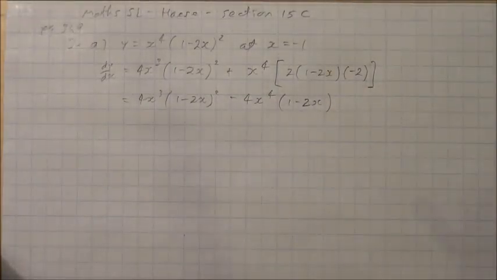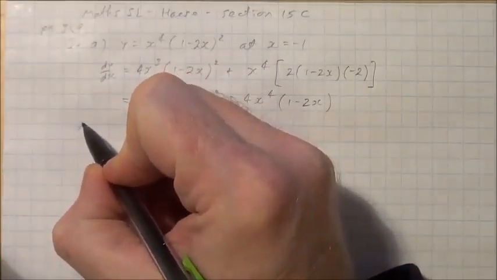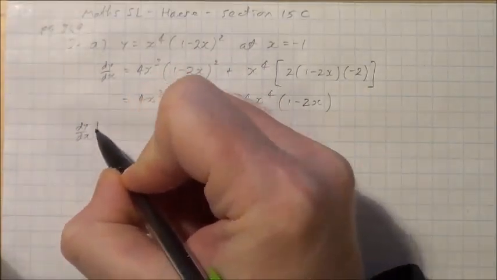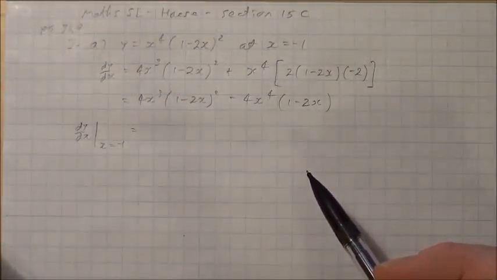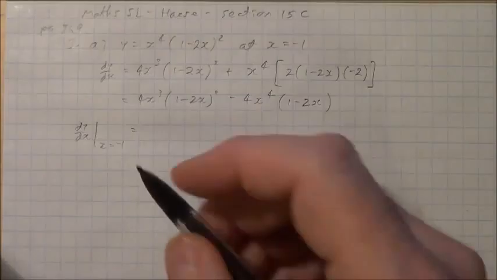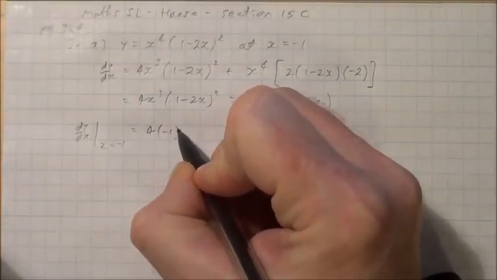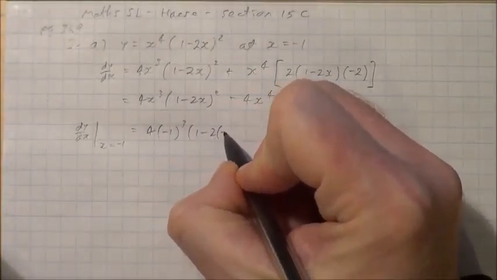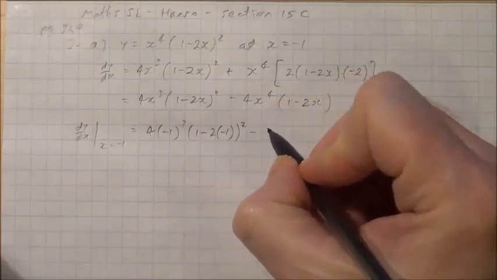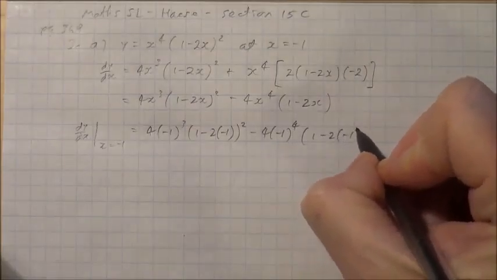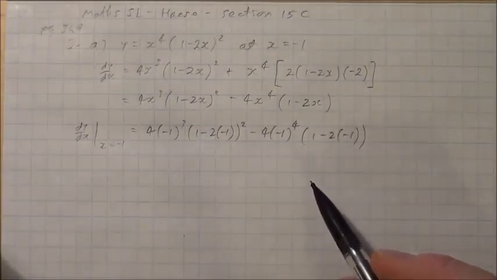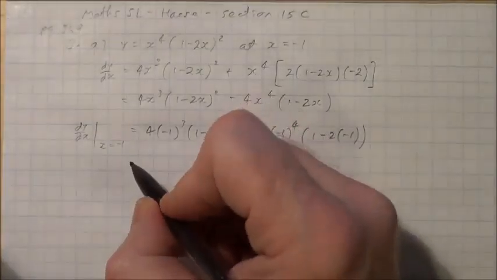So I probably could do a little bit more simplification. Do I really want to? Not this time. So what I'm going to do is take the derivative, evaluate that at x equals negative 1, and substitute that negative 1 in for the x, and I will just complete this, and then I'll start doing some simplification here.